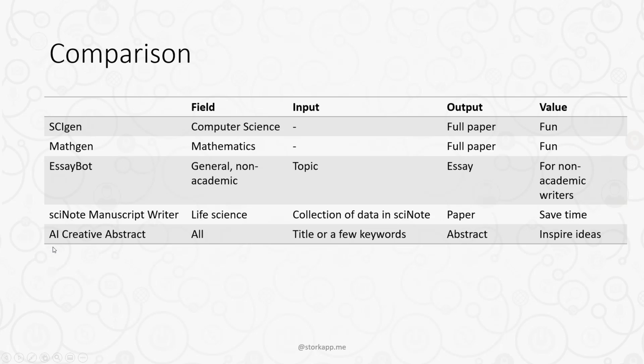Lastly, it is AI Creative Abstract. It is by Stork. It is for all academic fields, including life science, medicine, physics, philosophy, any scientific fields you can think of. The input is a title or a few keywords. The output is an abstract. The value is mainly to inspire new ideas.